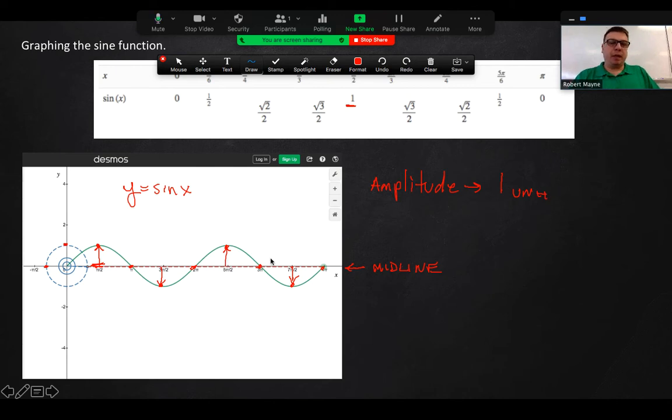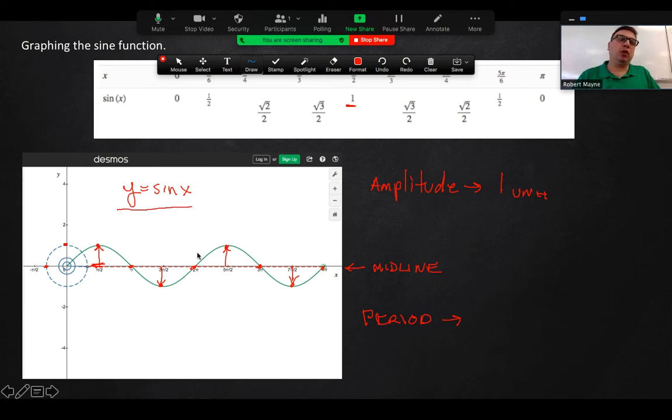Then we have to deal with the period. So the period is how far do we go in order to finish an entire cycle? All right, so finish an entire cycle, go all the way around. So if you look, first off, if I just have this particular circle, go all the way around, that goes to 2 pi.